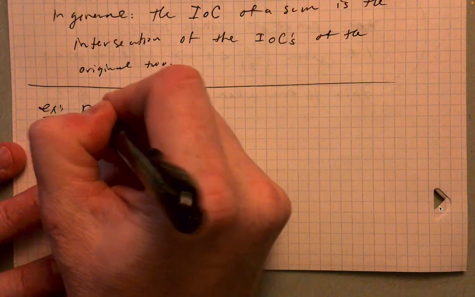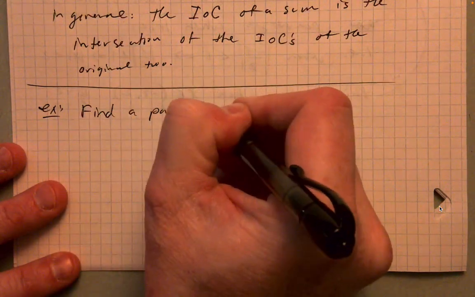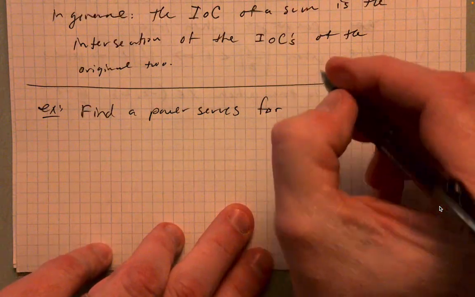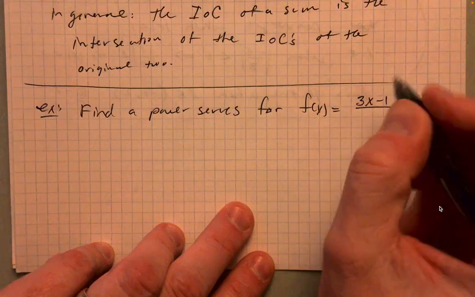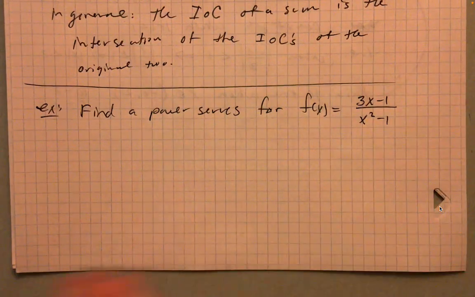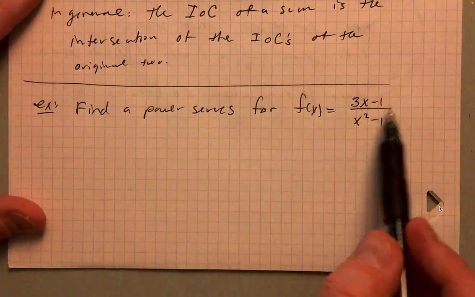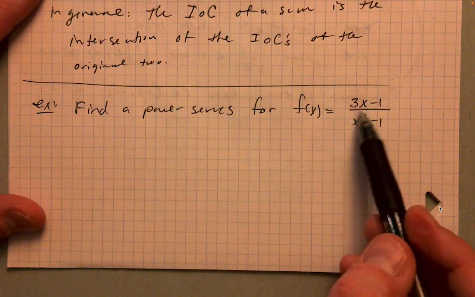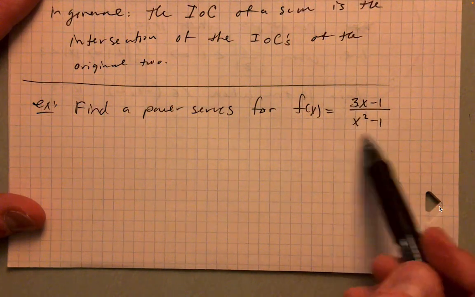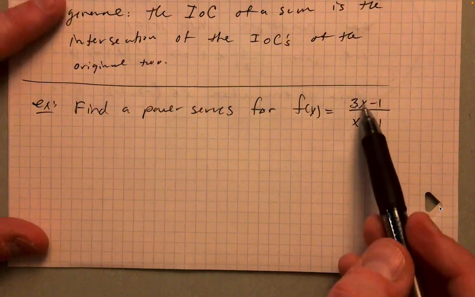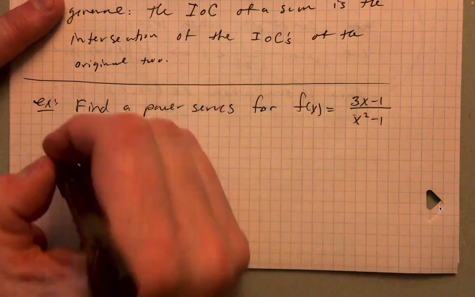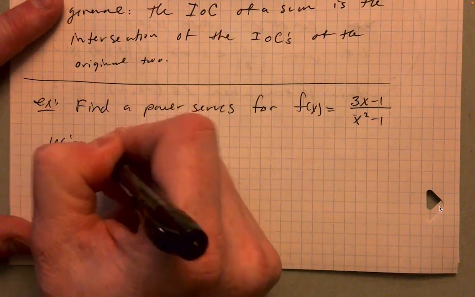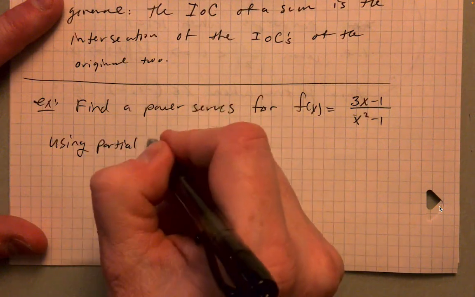Let's find a power series for f of x equals 3x minus 1 over x squared minus 1. Now you can look at this and notice pretty quickly that it's basically a polynomial on top and bottom, but the degree is higher on the bottom. And it's actually a squared polynomial on the bottom. And so this is a good candidate for partial fractions, like a partial fraction decomposition.